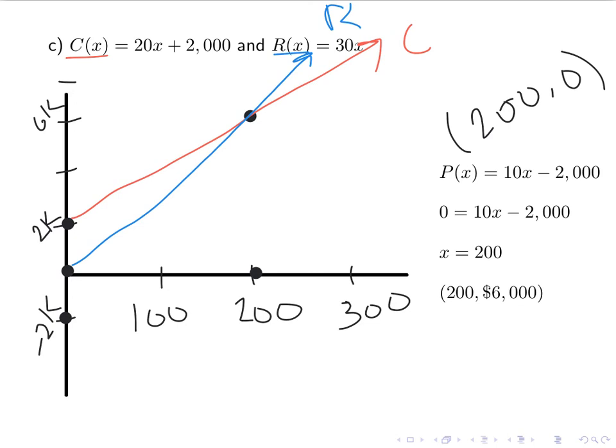And then the profit is the only one that we have negative values for. Okay. So again, when the revenue is below the cost, we have a negative profit. We're losing money. When the revenue is above the cost, we have a positive profit. We're making money. Okay, so make sure that you've read through the book, try out the homework, and let me know if you have any questions. Thanks.